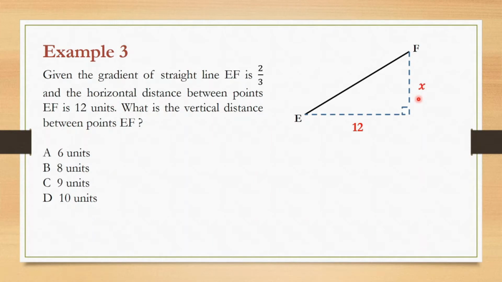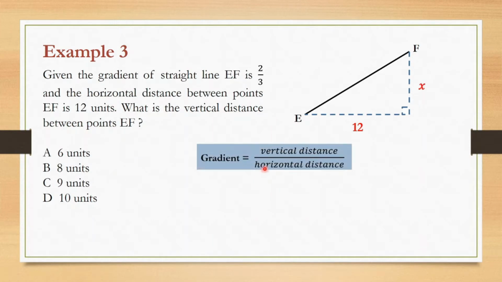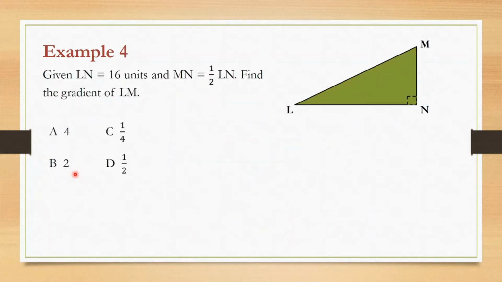So apply the only formula again. Gradient equal to vertical divided by horizontal. We already know the gradient is 2 over 3. So right here, 2 over 3 equal to x divided by 12. So doing some simple mathematical computations, you will get x equal to 8 units. So the answer will be B. Done. Now let's move to example 4.